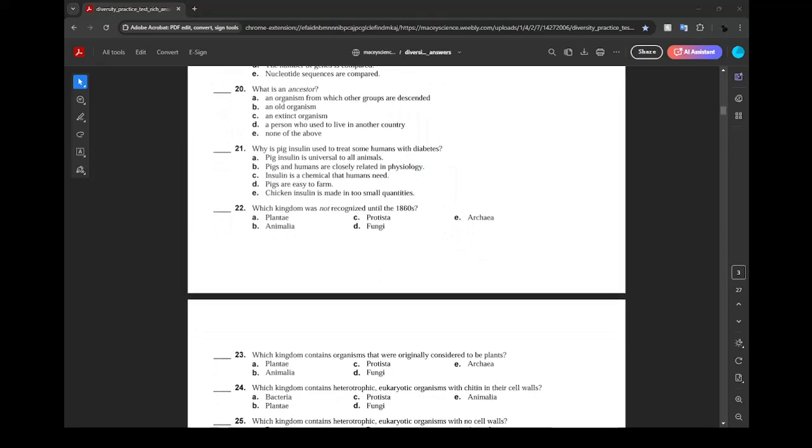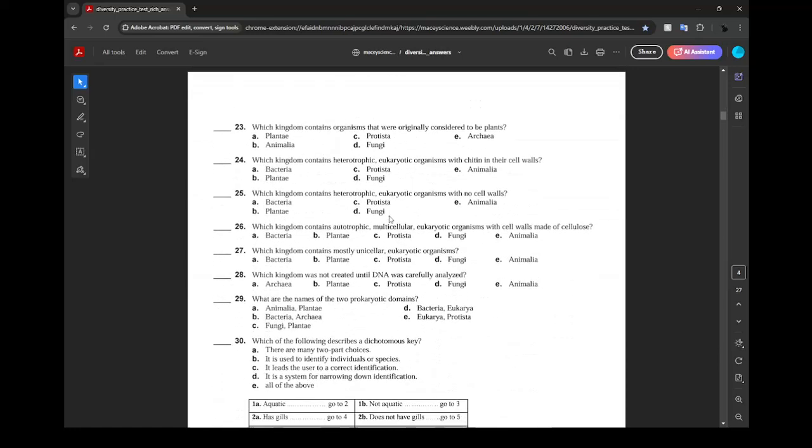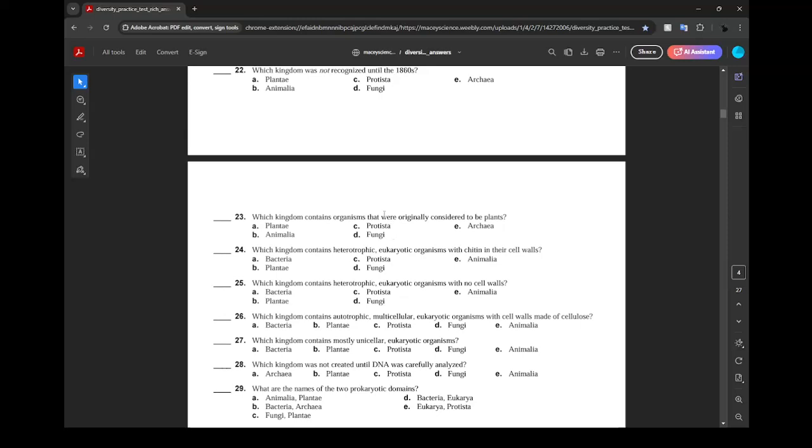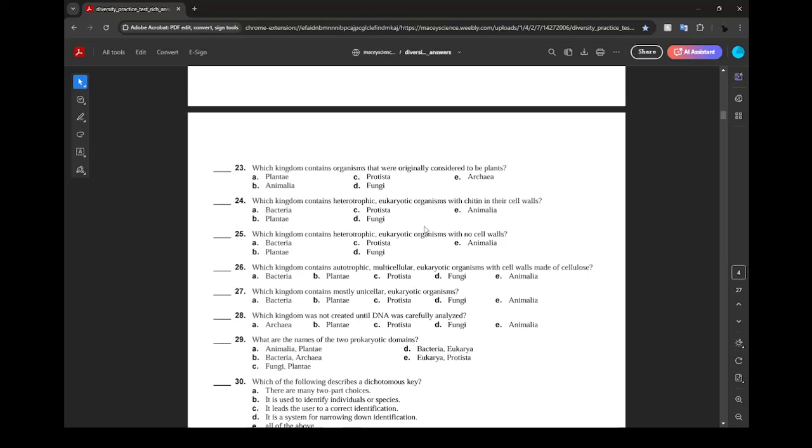Which kingdom was not recognized in the 1860s? So we all know that right here, our protist friend, when we have a thing that doesn't belong in any other group, we throw them in protist. Of course, it's C. It's the latest one. Which one contains organisms that were originally thought to be plants? So you absolutely don't need to do this, but it's the fungi. You don't need to remember how the domain and kingdoms evolved, but you just gotta know that it was like this.